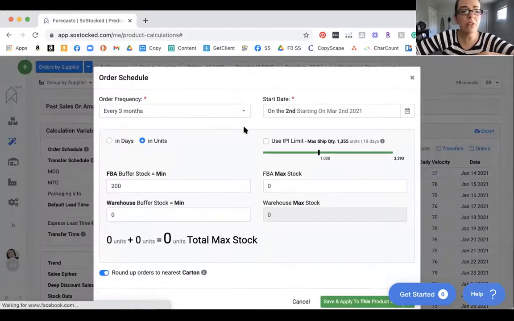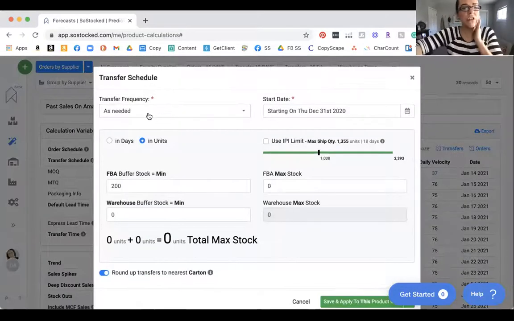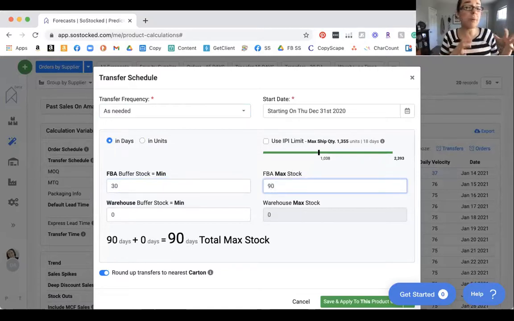All right, so order schedule. When you use the feature, let's go to transfer schedule. When you use the feature as needed, right? This will activate what's called min-max restocking. For example, we're setting a minimum and a maximum. Our minimum is our buffer stock. Our maximum is the highest amount that we want to have in stock. And setting this will allow us to minimize the amount of time we're constantly shipping things in, right? If we're always maxing out and then selling through to our buffer and then maxing out again and selling through to our buffer, then we're very consistent with the amount of times we're shipping.